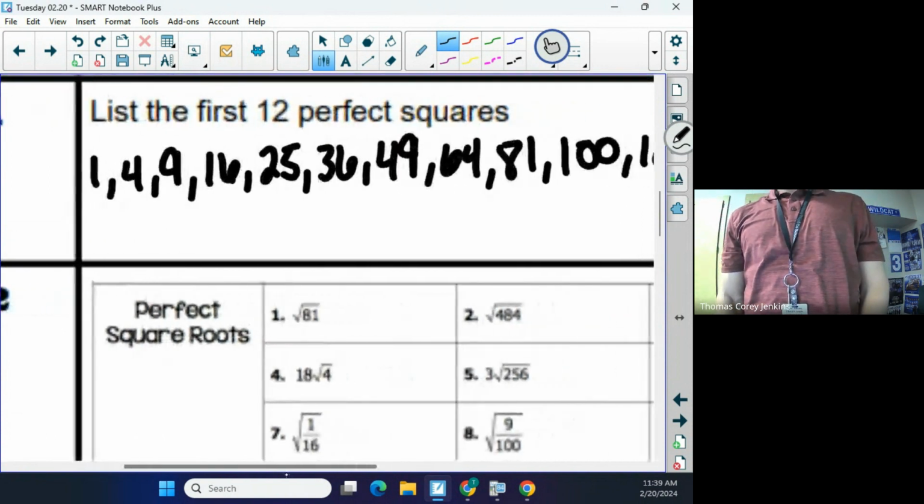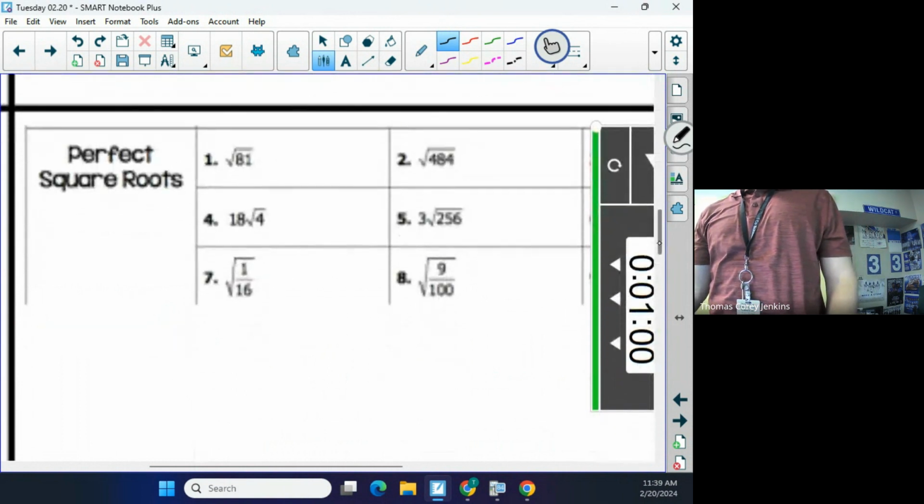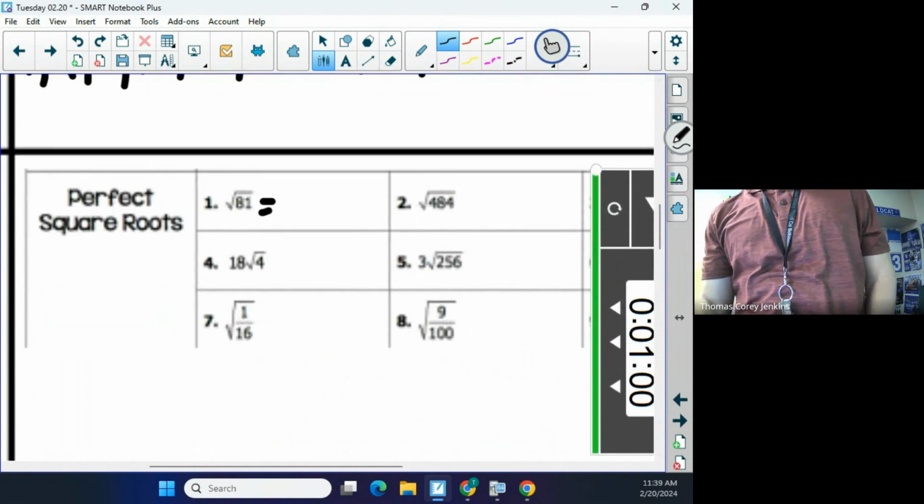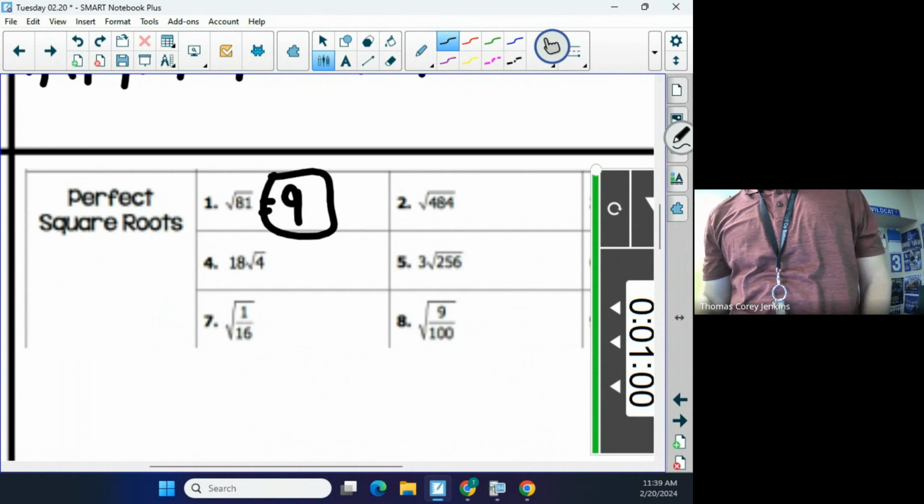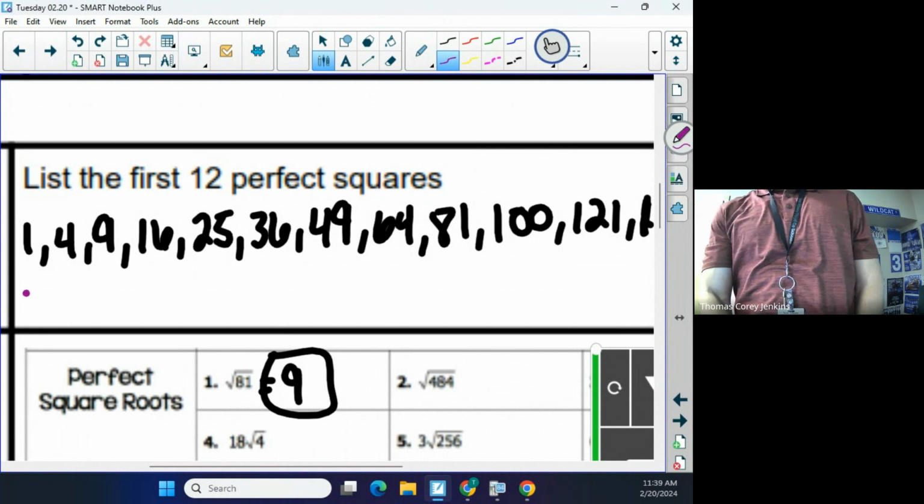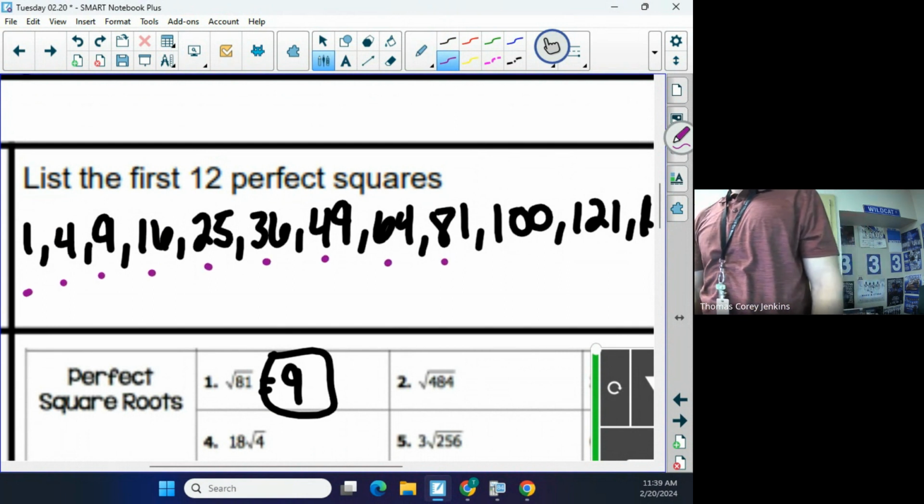Let's go ahead and look at section 2 here, which is going to be square roots of perfect squares. So number 1, square root of 81. Anybody know what that is? 9. Very good. We could go back up to our list and see that 81 is the 1, 2, 3, 4, 5, 6, 7, 8, 9th one, right? So that's equal to 9 squared.